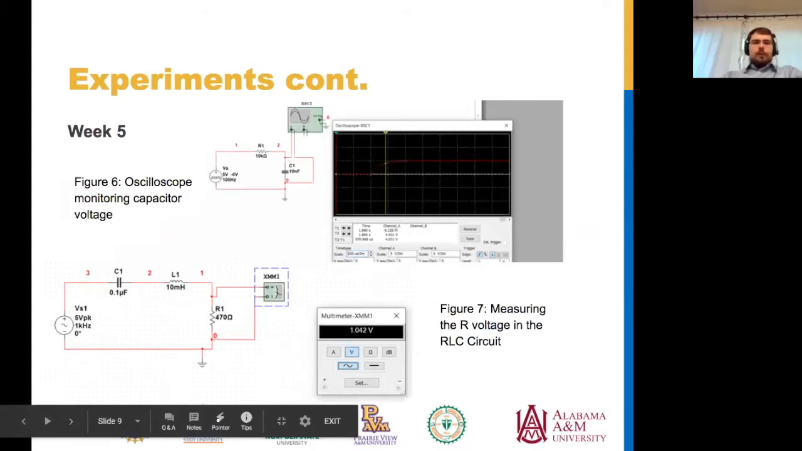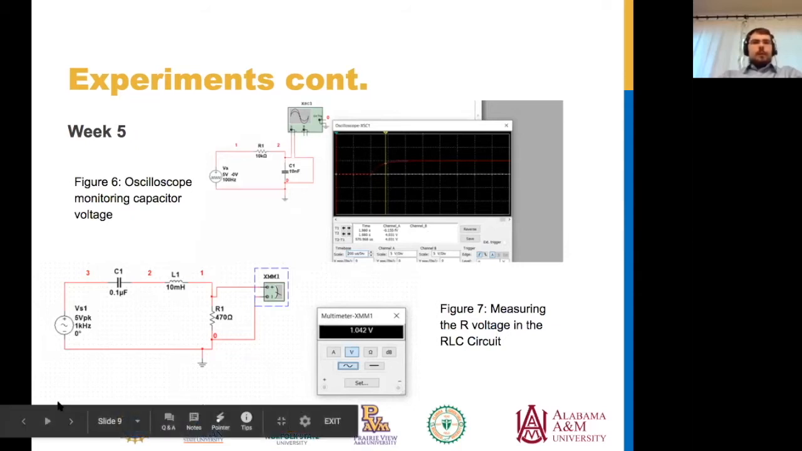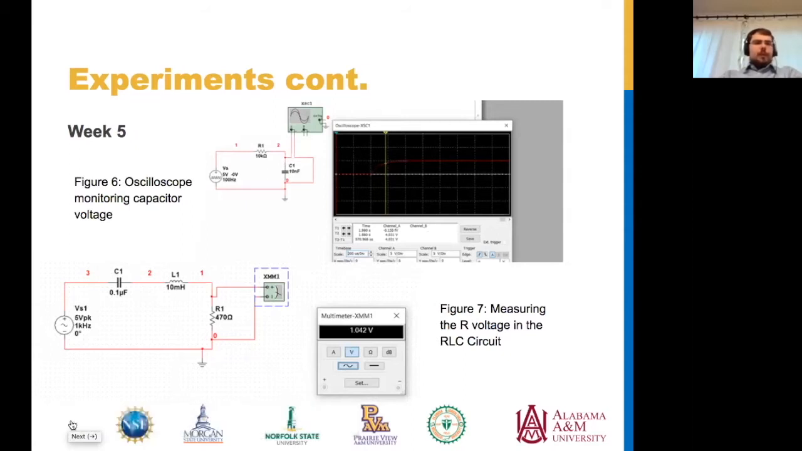In week 5, we went over RC, RLC, and any other combination like that circuits. Here in the top image, you can see us analyzing an RC circuit with an oscilloscope to see how the capacitance stabilizes over time. You can also notice that the source we use is a square wave source, which is the first time we've encountered this. In the bottom image, this is an AC RLC circuit.